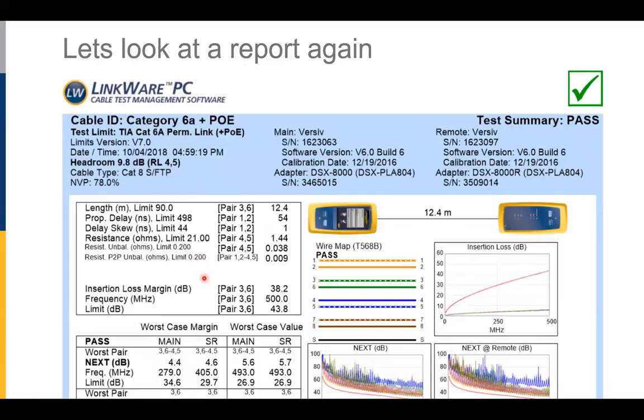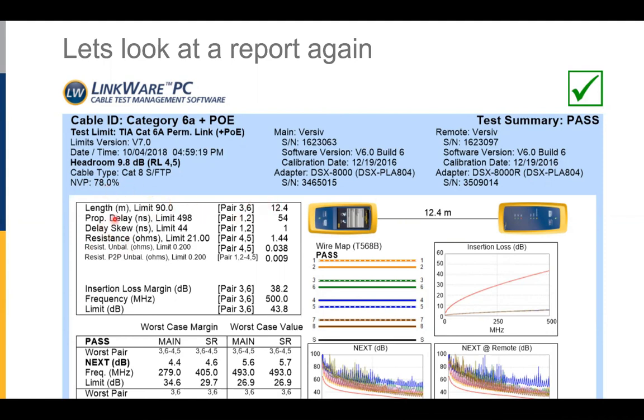All right, let's come back to that test report again and see if we're not feeling a little bit more comfortable in reading this test result. So first, we're checking to make sure that it passed, and it did. That's very important. And we can see the test limit here. The test limit is 6A plus Power over Ethernet. So we're measuring the loop resistance and the resistance unbalance. We know that the nominal velocity of propagation is the speed of the signal in the cable, which we use to measure the length.